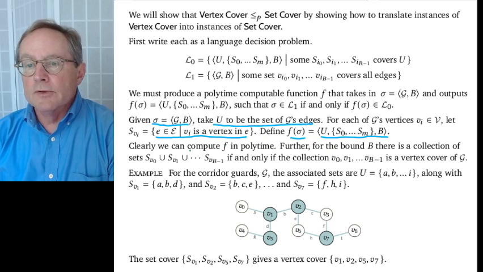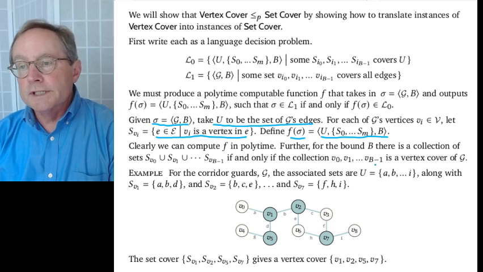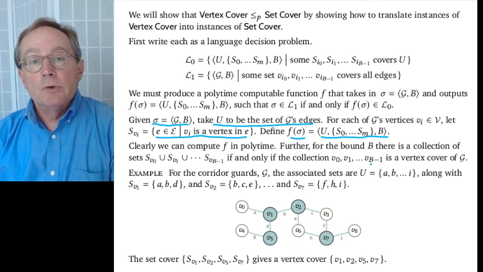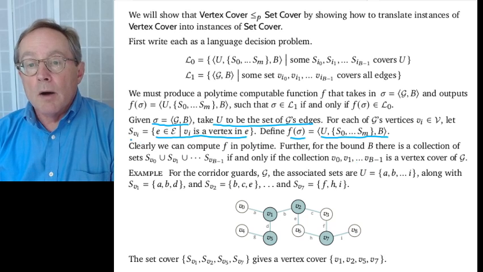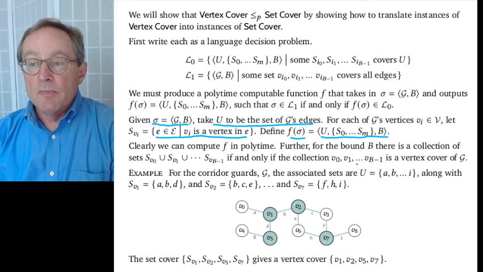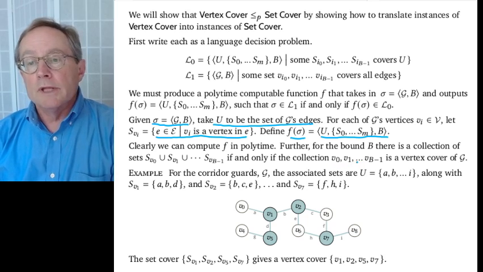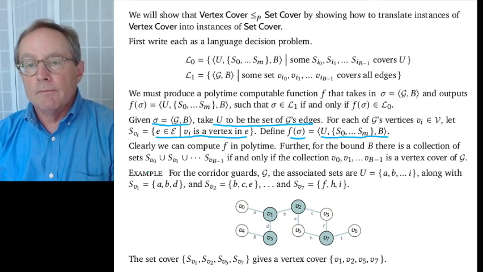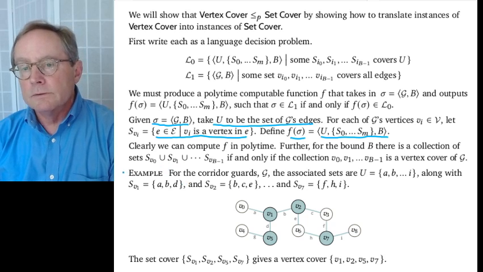Further, for the bound B, there's a collection of S's if and only if the collection of V's is a vertex cover of G. So that's right, you get every edge if and only if the vertices do indeed give you every edge. That's exactly what a vertex cover means. The vertices give you every edge. So the S's do indeed give you all of the edges if and only if the vertices that you pick lie in total on all the edges.